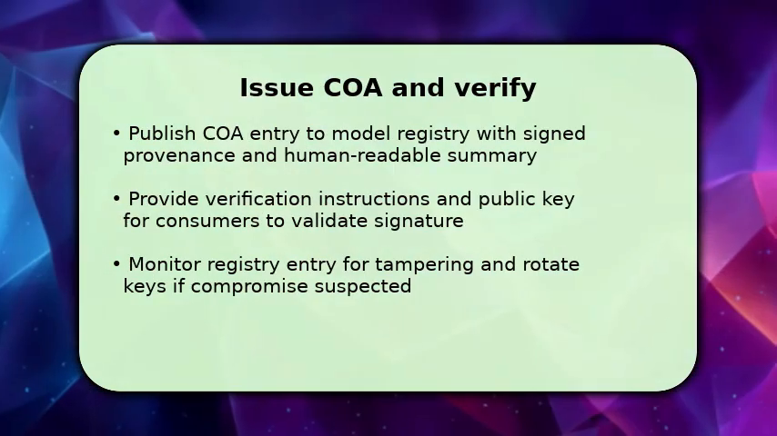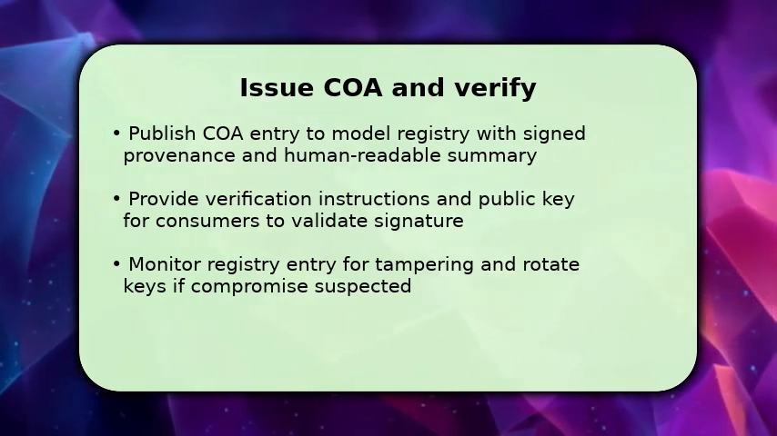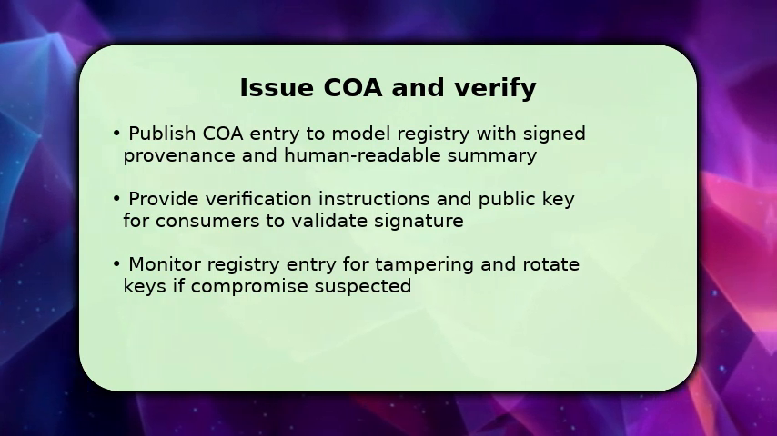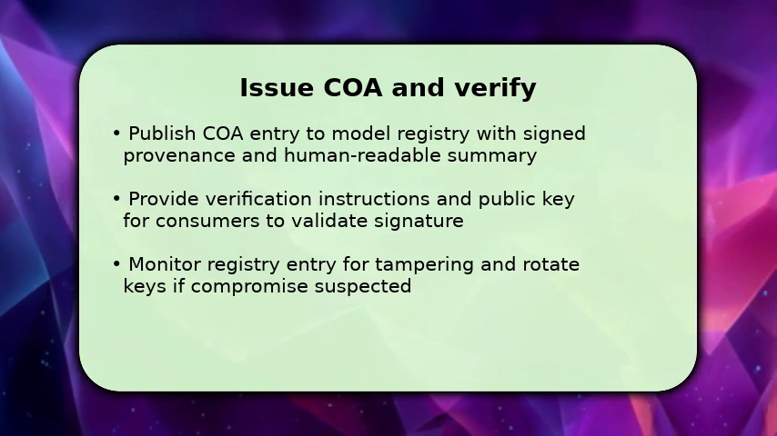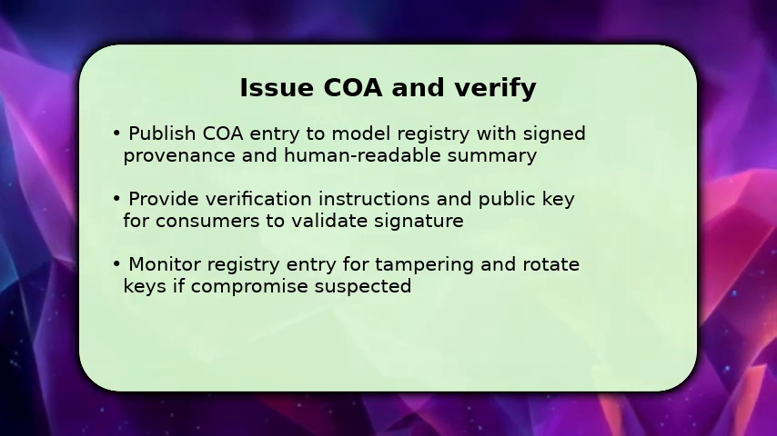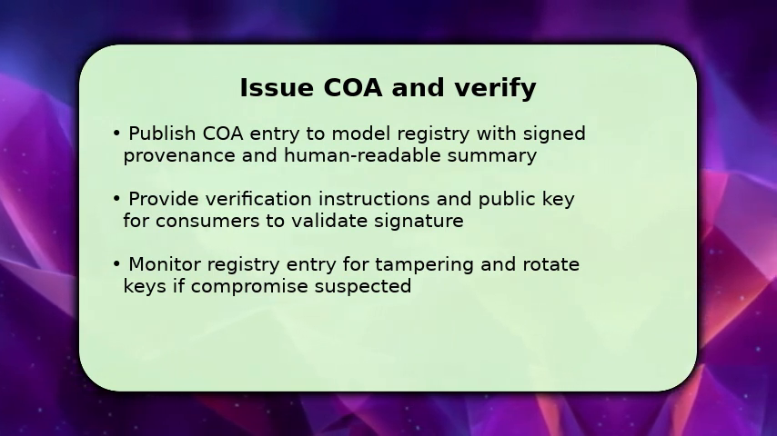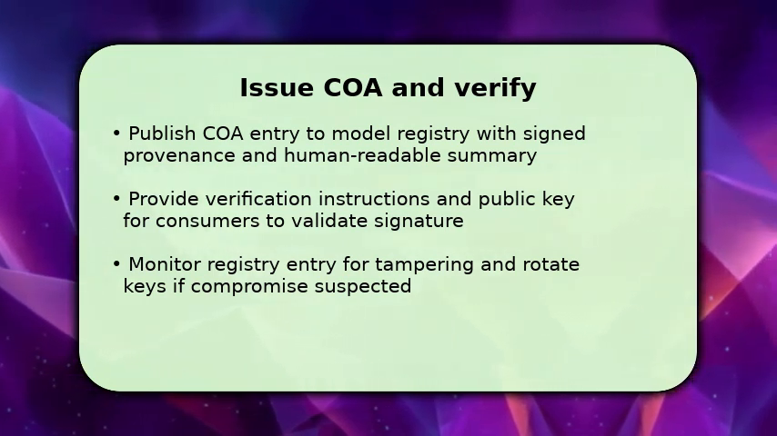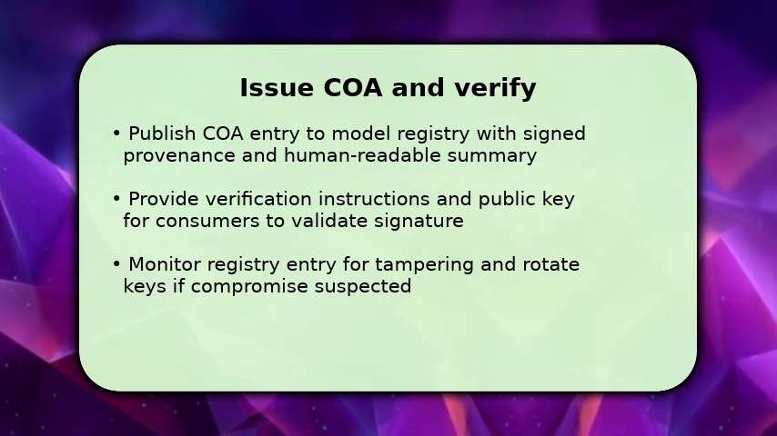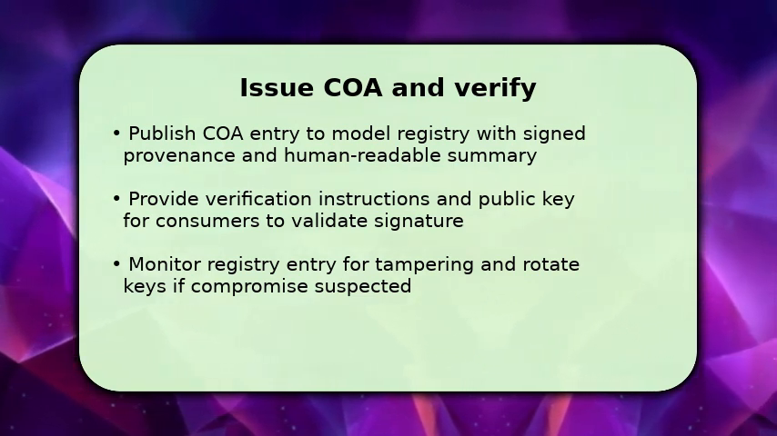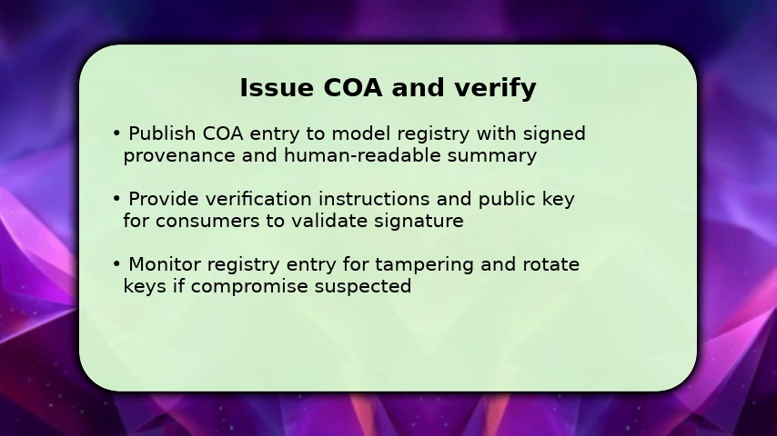Finally, assemble the certificate of authenticity, a human-readable summary plus the signed provenance and evaluation metrics, then publish it alongside the model in your registry. Make sure to include the public key and a short verification command so users can validate the signature and checksums. Once published, monitor the registry for unauthorized changes, and if signature keys are ever compromised, revoke and rotate keys quickly. If verification fails, rerun hashing and signing to identify mismatched artifacts.